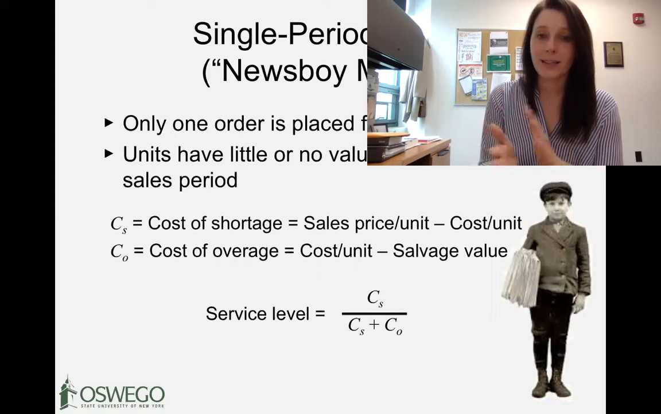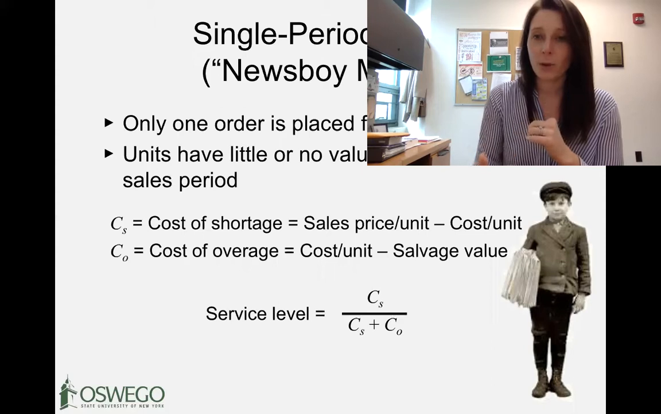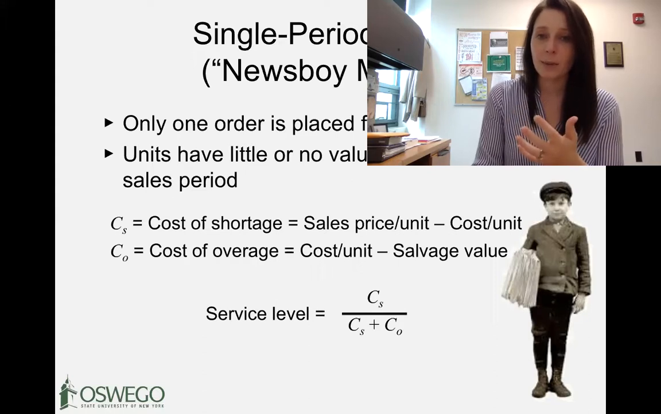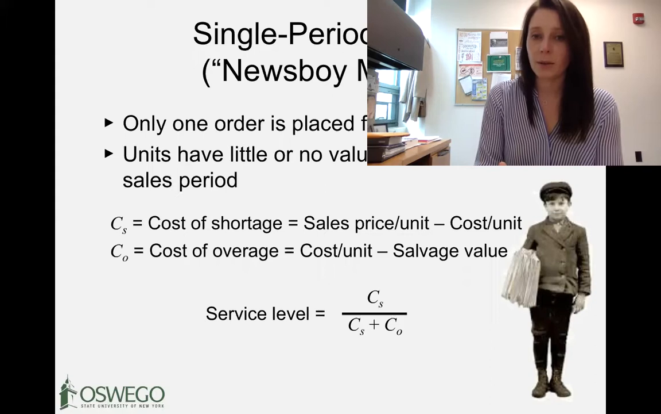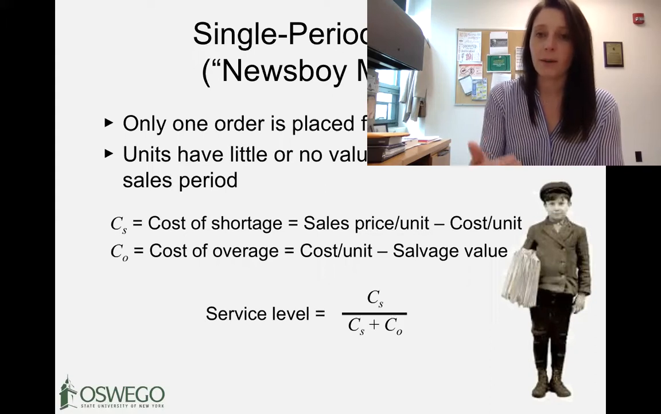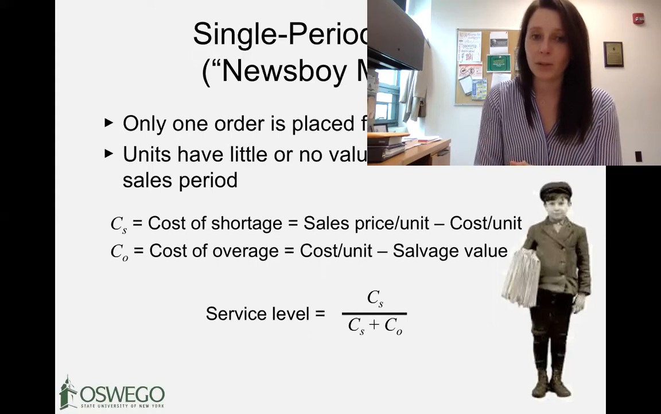So with respect to that, we're going to have 2 costs. The cost of being short from the newsboy's perspective. If he's short, if he doesn't have enough papers on hand, he's basically going to be losing out on profit, right? So our cost of being short is the sales price of the unit, whatever he would sell a paper for, minus what he paid for that. That profit is going to be the cost of shortage.